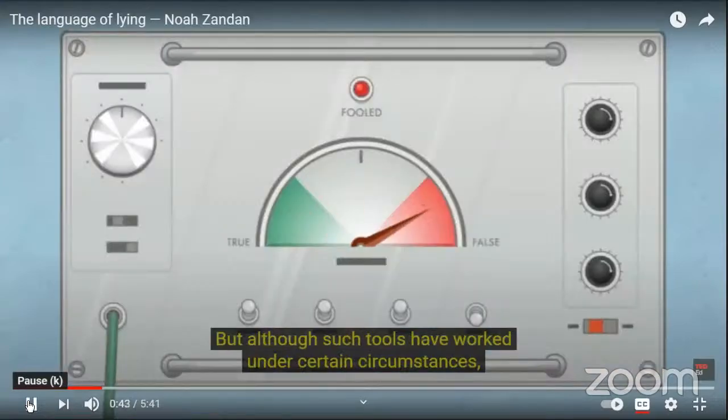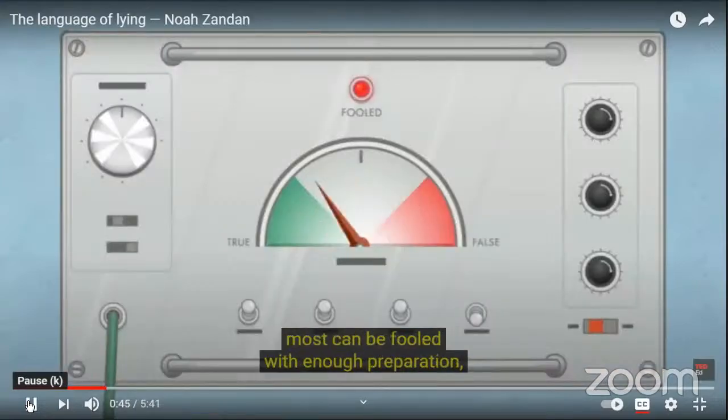Encephalogram. But although such tools have worked under certain circumstances, most can be fooled with enough preparation.